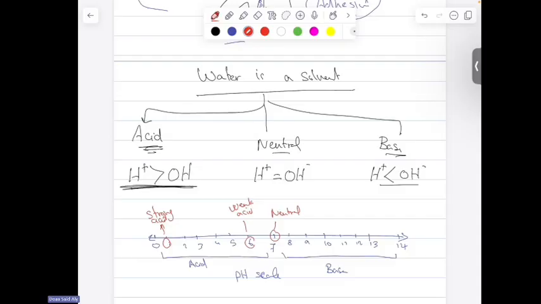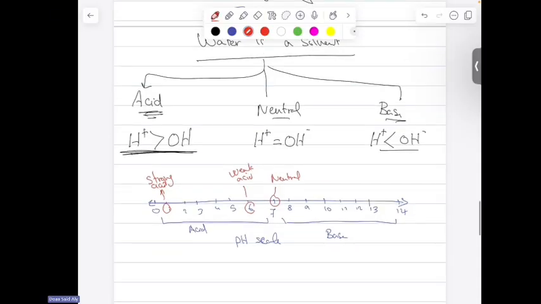So that means as the pH decreases, I will write it here, and please write it as a note: as the pH decreases, the acidity increases and the concentration of hydrogen ions increases.